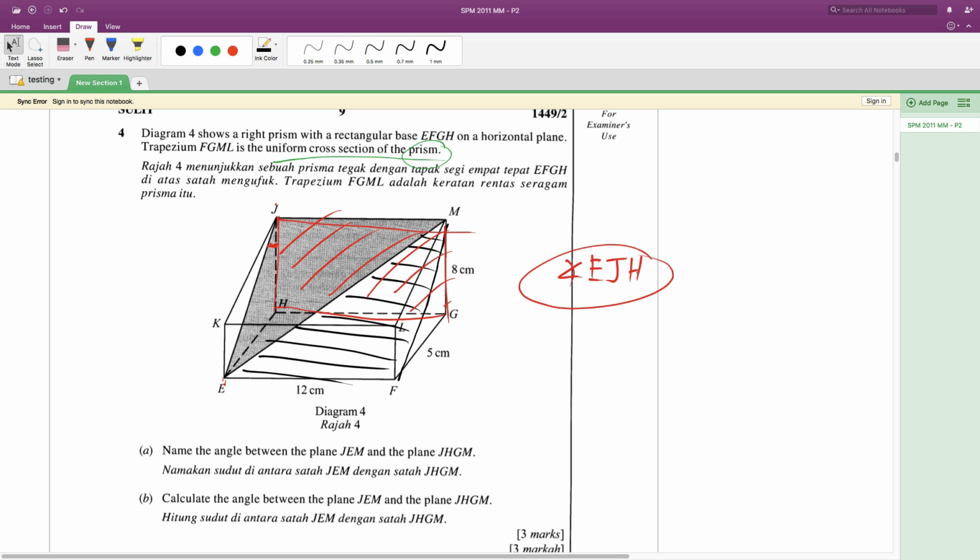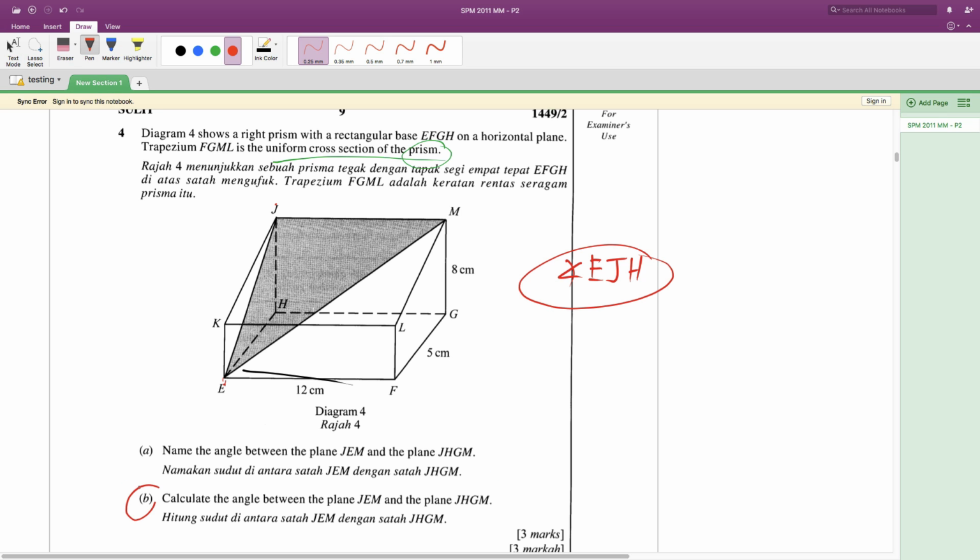So try to use the method you learned yourself, and see whether you can get the same angle as mine. If you couldn't get the same angle, just let me know. If yes, then we will move on to the second part, where the question asks you to calculate the angle. Since it is about E, J, and H, I'm going to draw out this triangle. The triangle will look like this, with a 90 degree angle. This is J, this is E, and this is H.